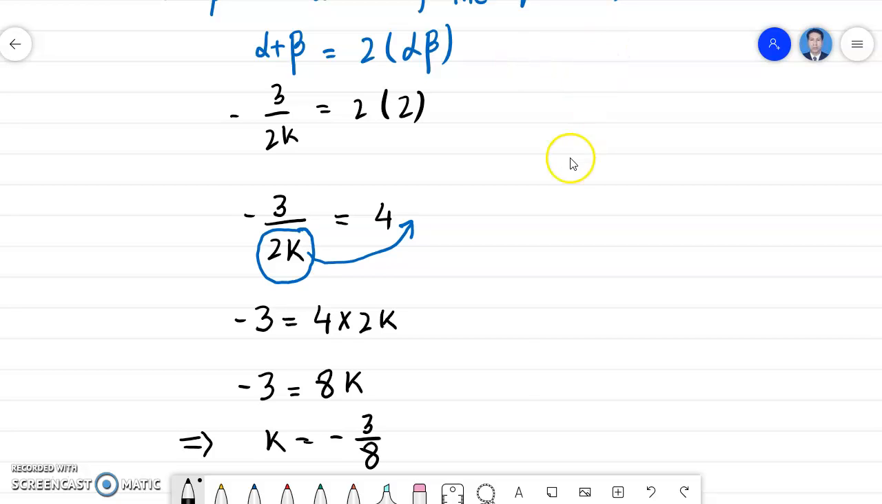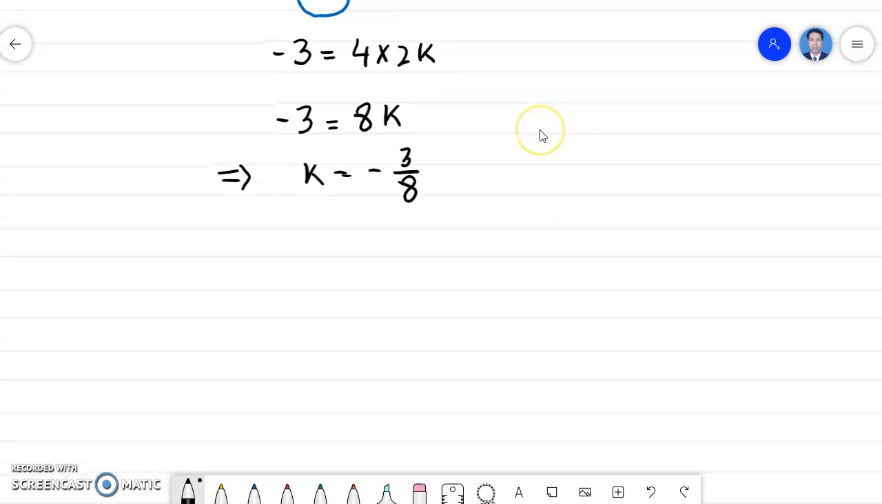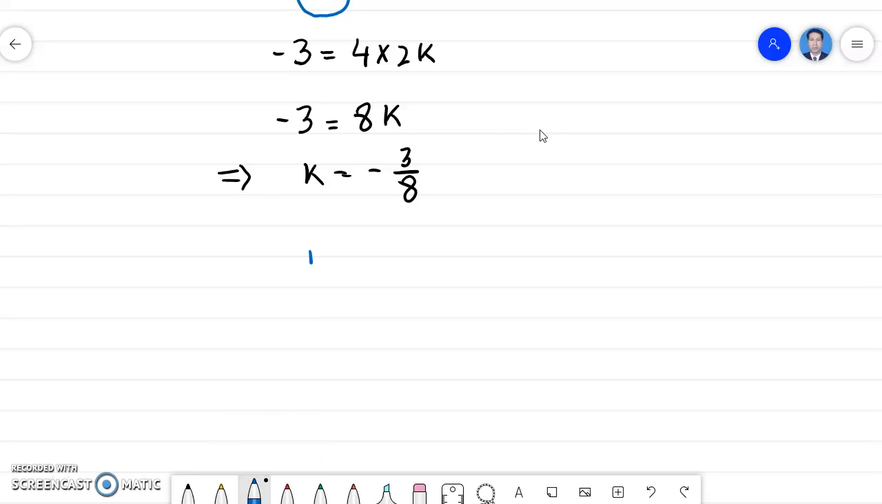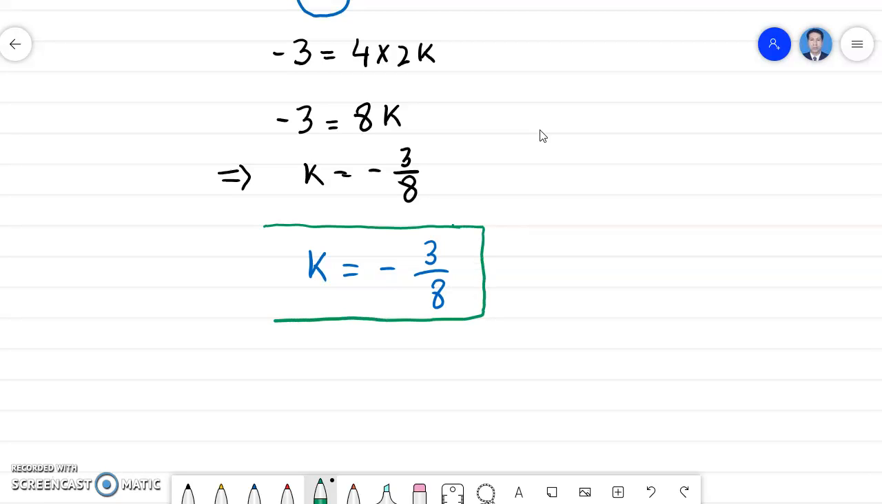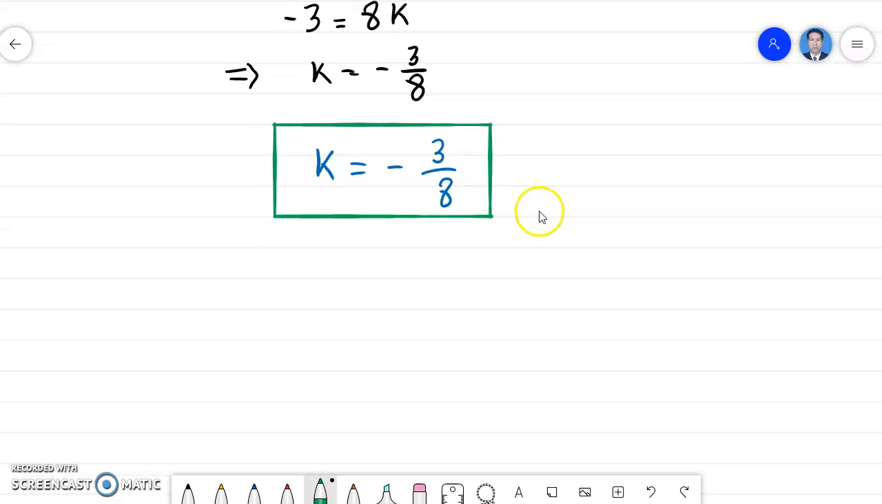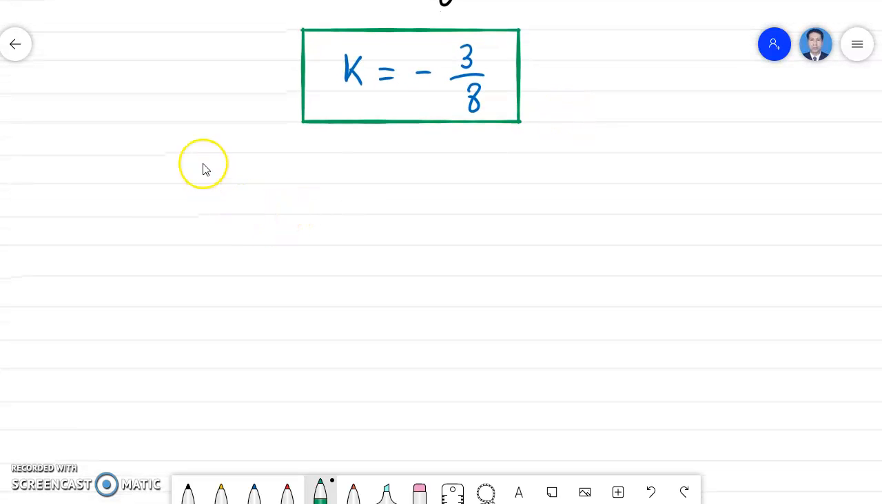So ये हमारे पास k की वैल्यू आ गई minus 3 over 8. So अब इसको मैं जरा लिख देता हूँ, k equal to minus 3 over 8, और this is the answer. k की वैल्यू हमारे पास आ गई. So the question has been solved. Now at the end of the question, I would like to request, this is the value of k.